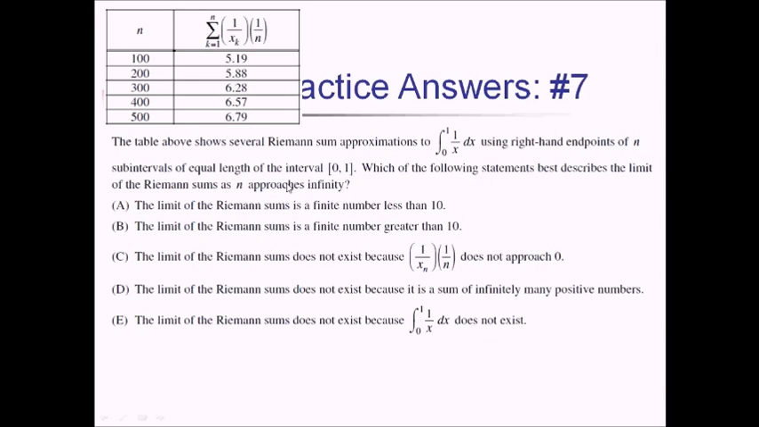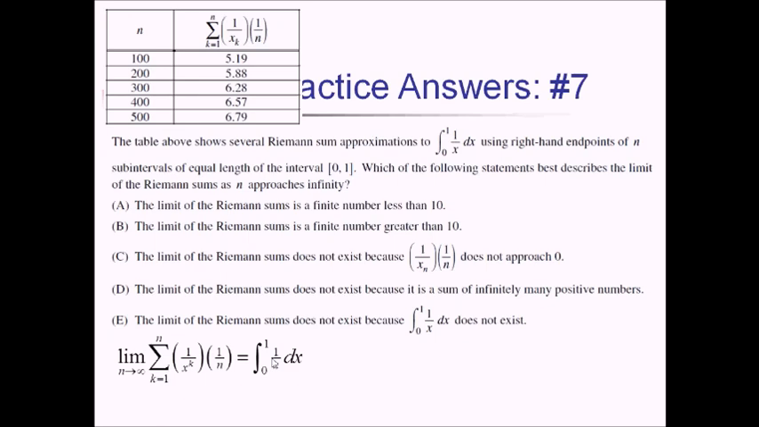Okay, so to do this, first off, if you're looking at this thing as n approaches infinity, you're asking about the integral from 0 to 1 of 1 over x dx. These two things are the same thing. This is just the Riemann sum version of this integral.